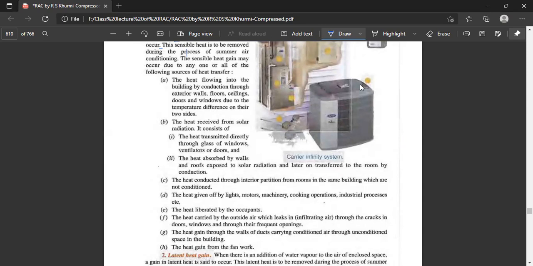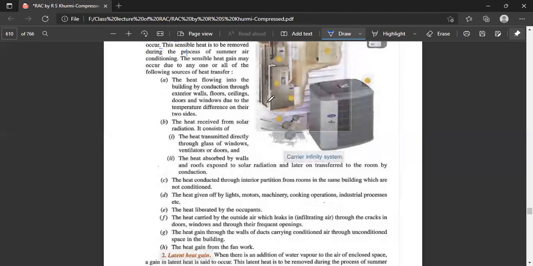through walls of the ducts, which leaks in the air through the cracks in the doors, windows, and through their frequent openings. The heat comes through the walls of ducts carrying conditioned air through the unconditioned space in the building. Then the heat comes from the fan work. The fan is running in the room. It's also creating some amount of heat due to its motor, which also remains absorbed in the room. There are certain portions that are unconditioned, not air conditioned, and there are certain portions conditioned. So the heat is coming in from the unconditioned portion to the conditioned area.